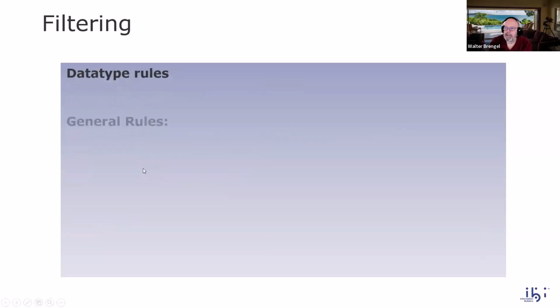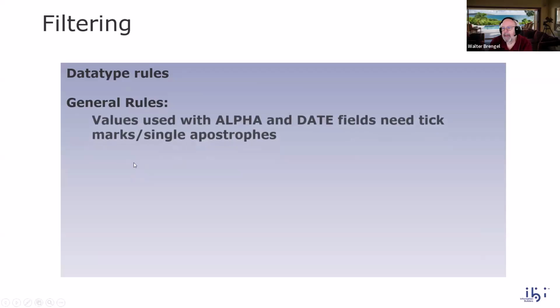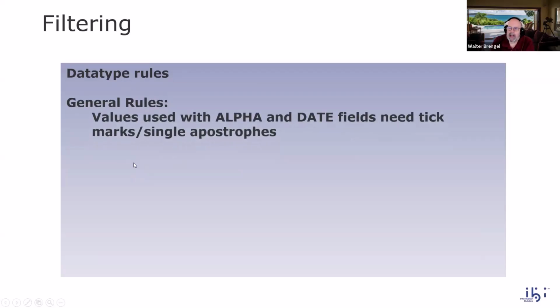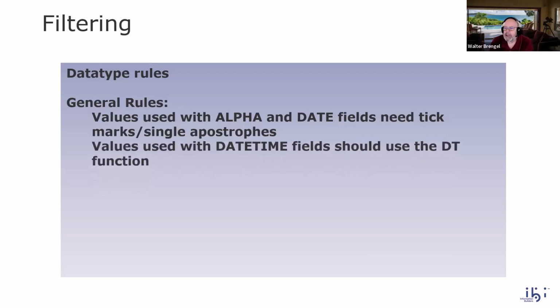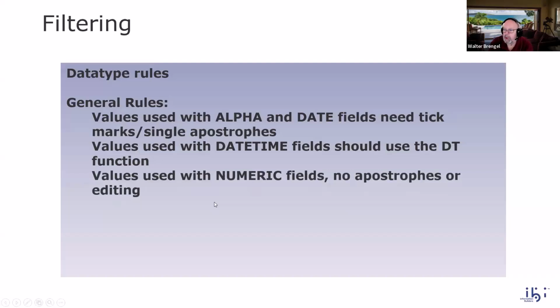All right, data type rules. So these are for your expressions. So general rules, values used with alpha and date fields need to be surrounded by single apostrophes, or we call them tick marks. Values used with date time fields should use the DT function. And that will translate the readable date time into internal storage. Values used with numeric fields, no apostrophes or editing is required.